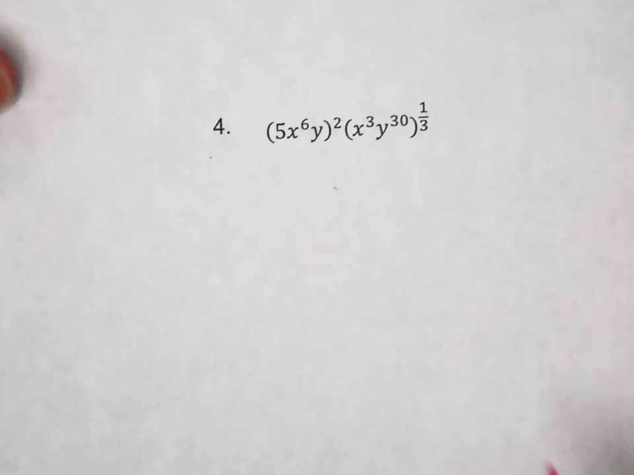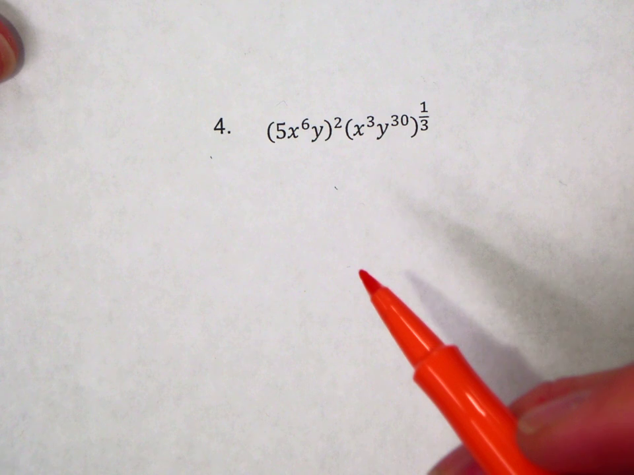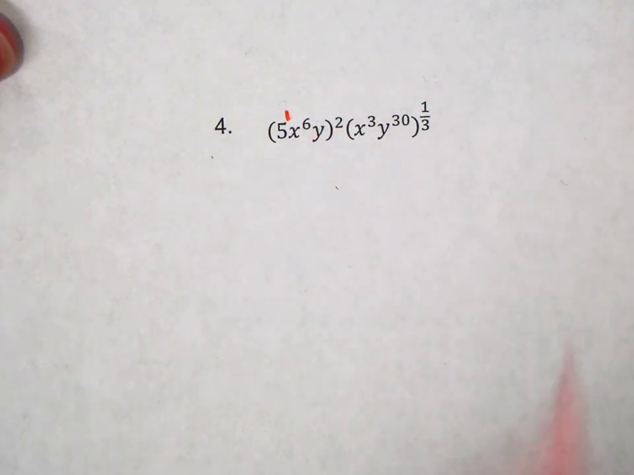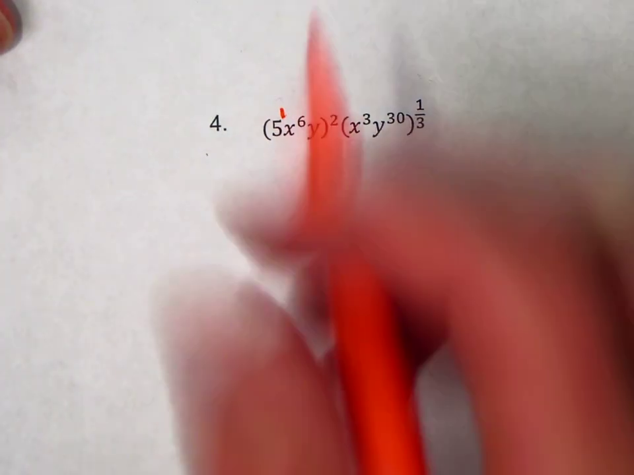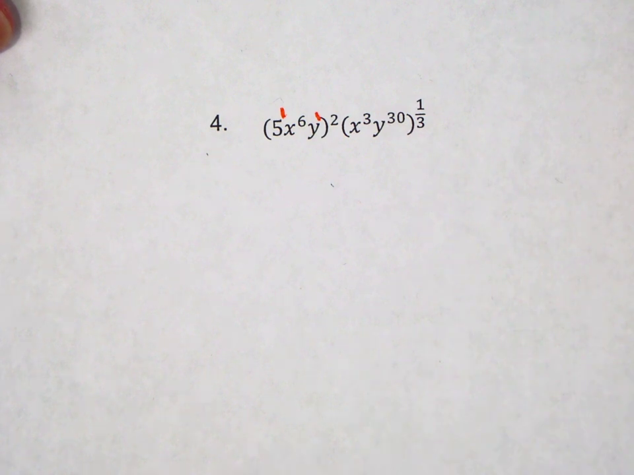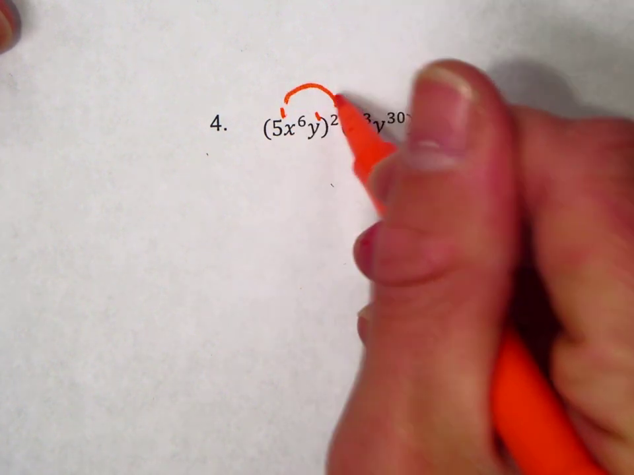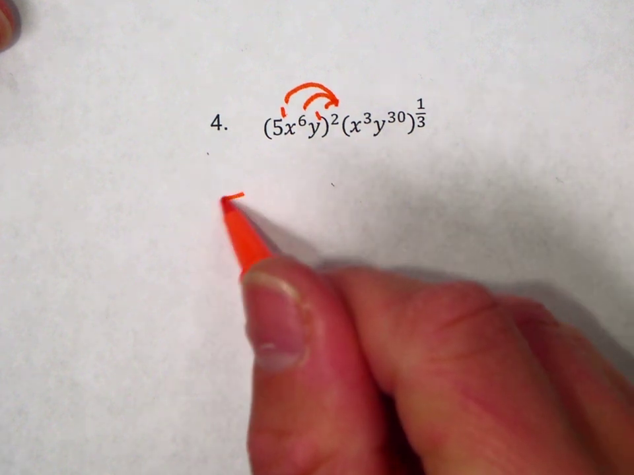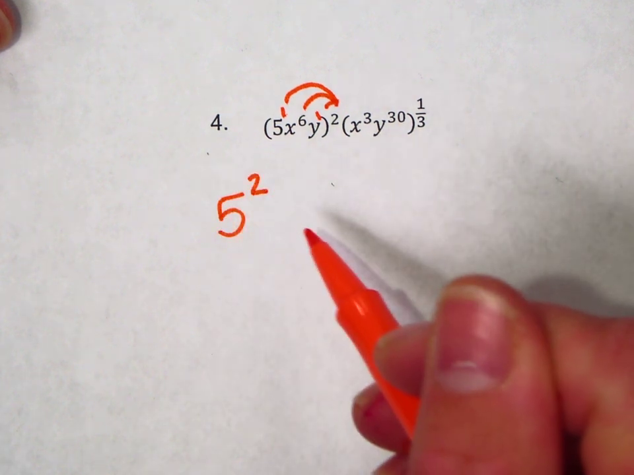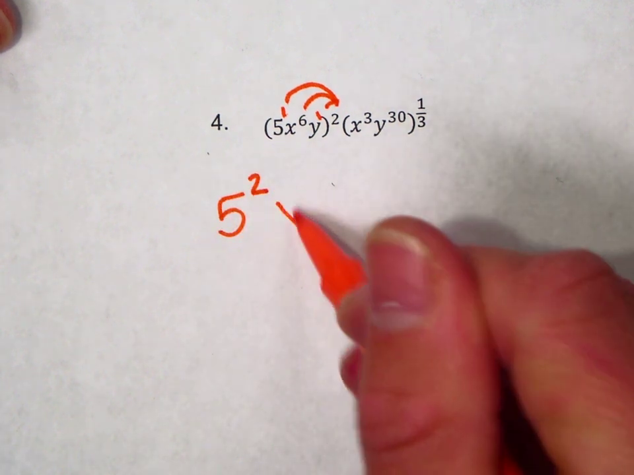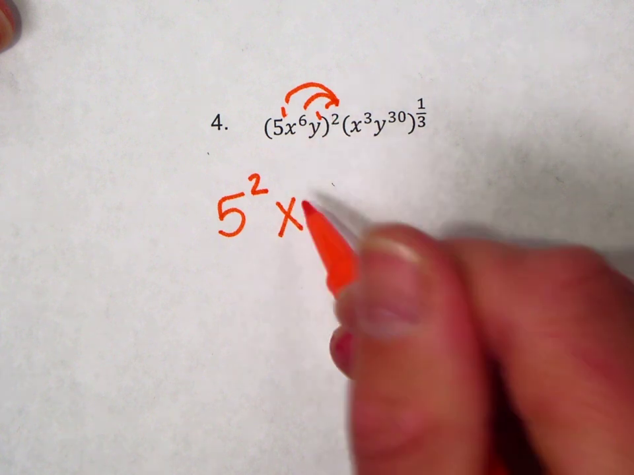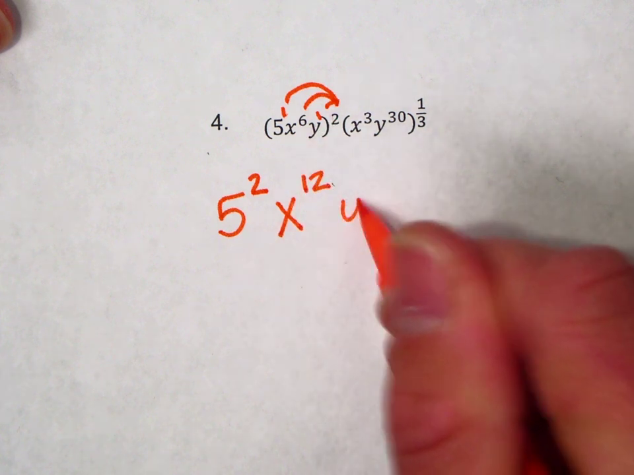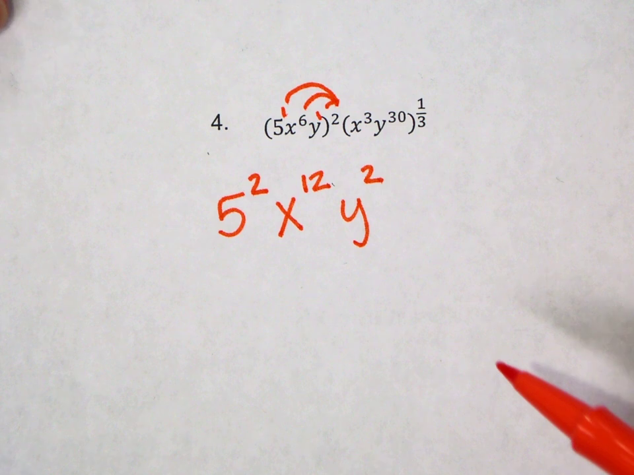Number 4 is a little trickier. The one thing that a lot of people make the mistake of is they forget about the number. The 5 has an understood exponent of 1, just like the y does. So this 2 is going to distribute to all 3 of those exponents. So you're going to get 5 squared, x^(6 times 2), which is 12, and y^2.